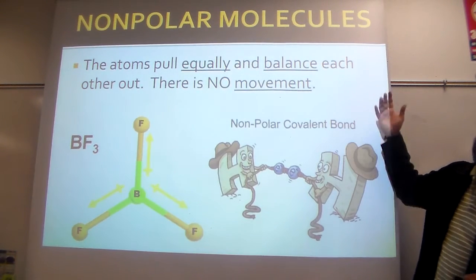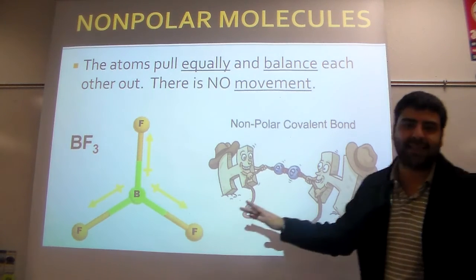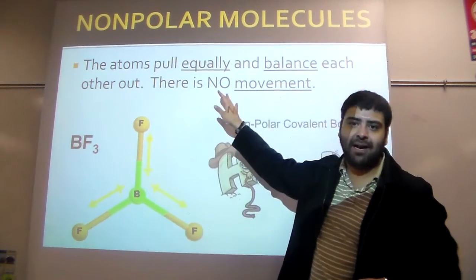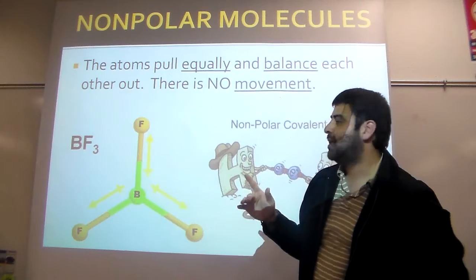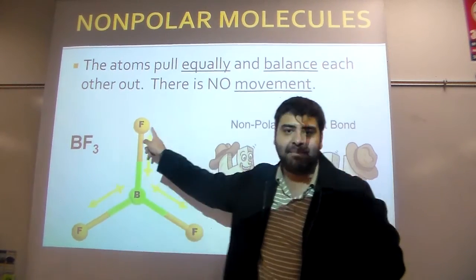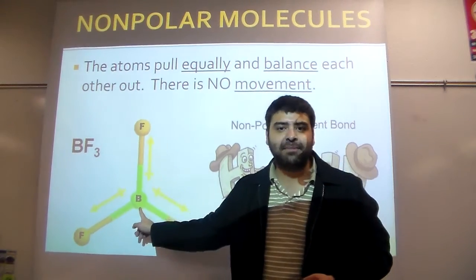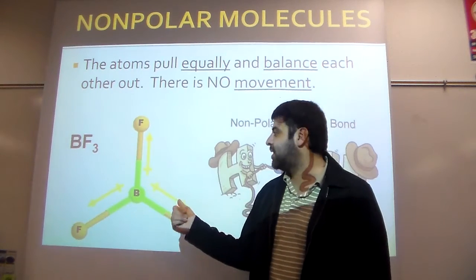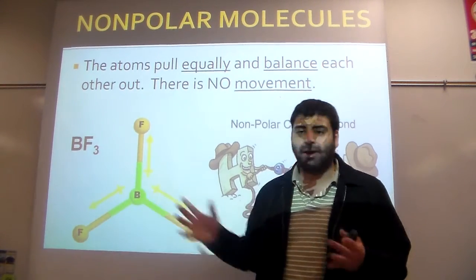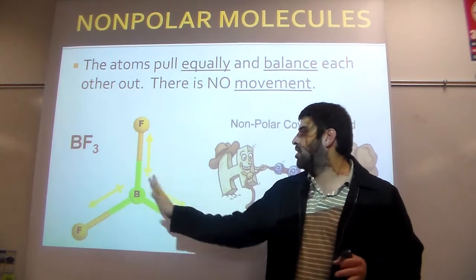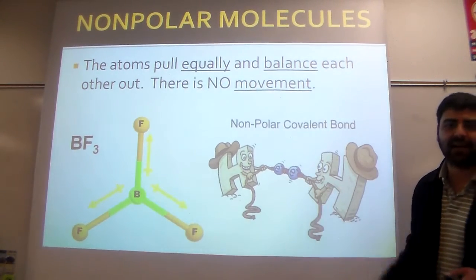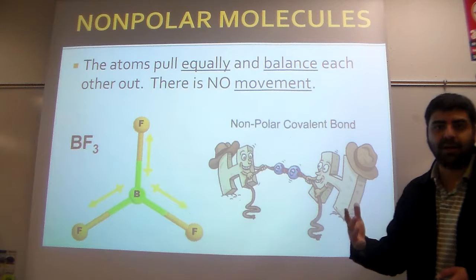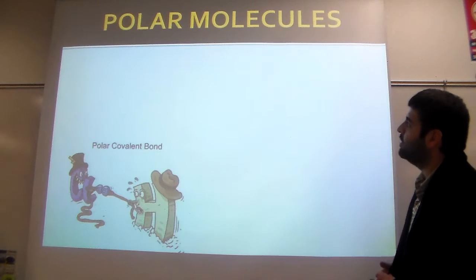Now, when it comes down to non-polar molecules, things to keep in mind, the atoms all pull equally and balance each other out. The main reason they pull equally is due to the fact that they're all the exact same element. If you're boron here in the middle and you have 3 fluorines pulling you in 3 different directions, because they're all fluorines, equal strength, because they pull in opposite directions, you're stuck. Boron is not moving here in the middle. There's no pull. Just like we saw when the 2 hydrogens competed. Their strengths are equal, there's no movement. No pull, no movement, means non-polar.